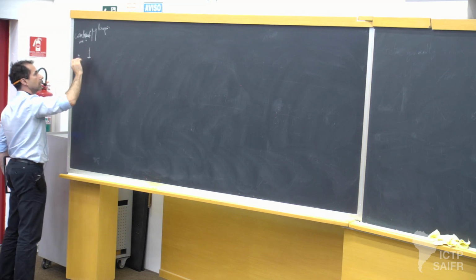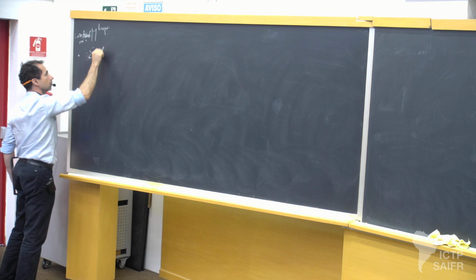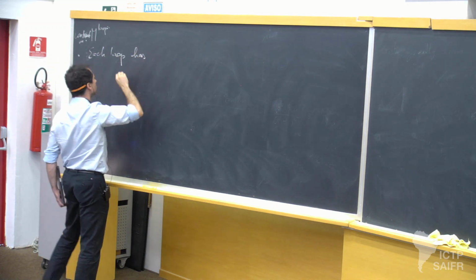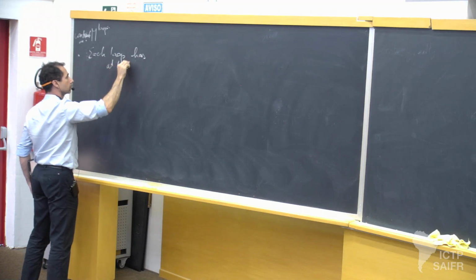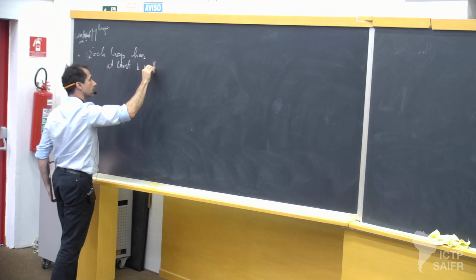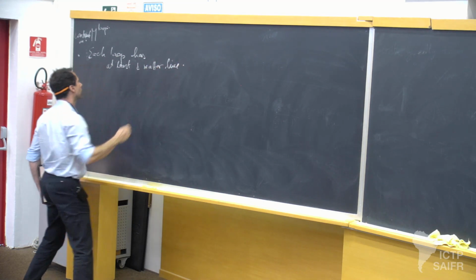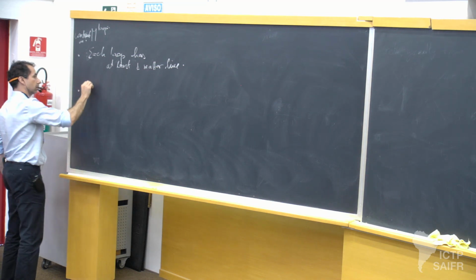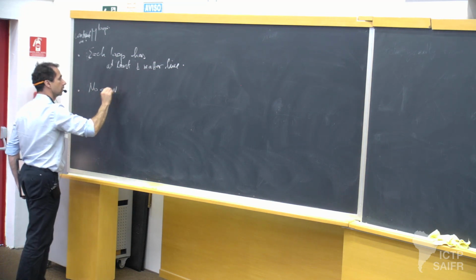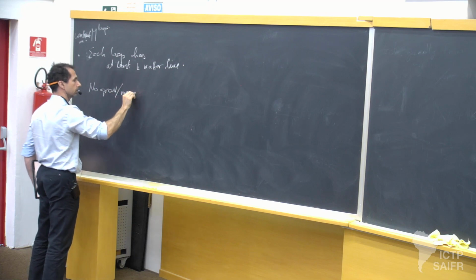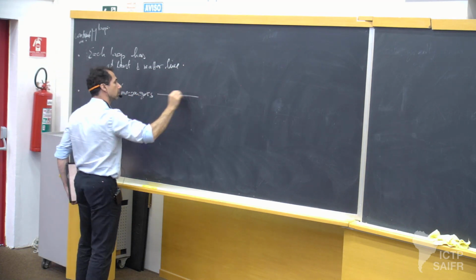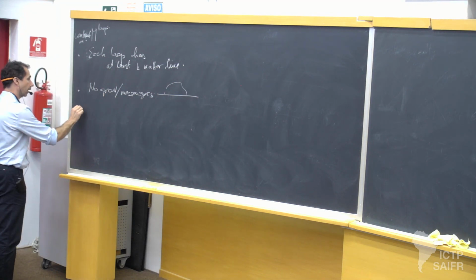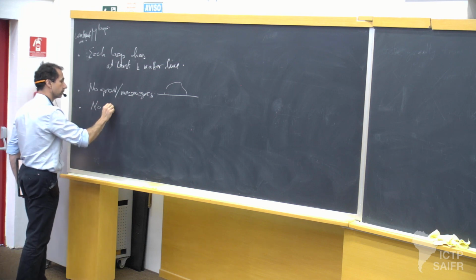One was that each loop has at least one matter line. The second constraint was that no gravitons or messengers start and end on the same matter line. And we also have no intersecting matter lines.